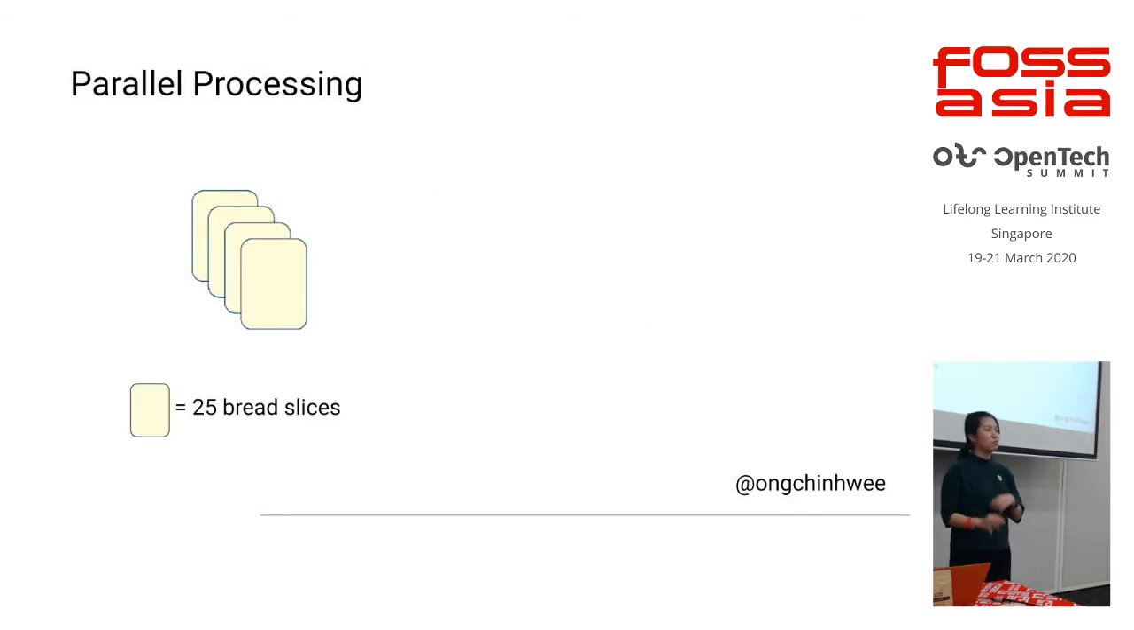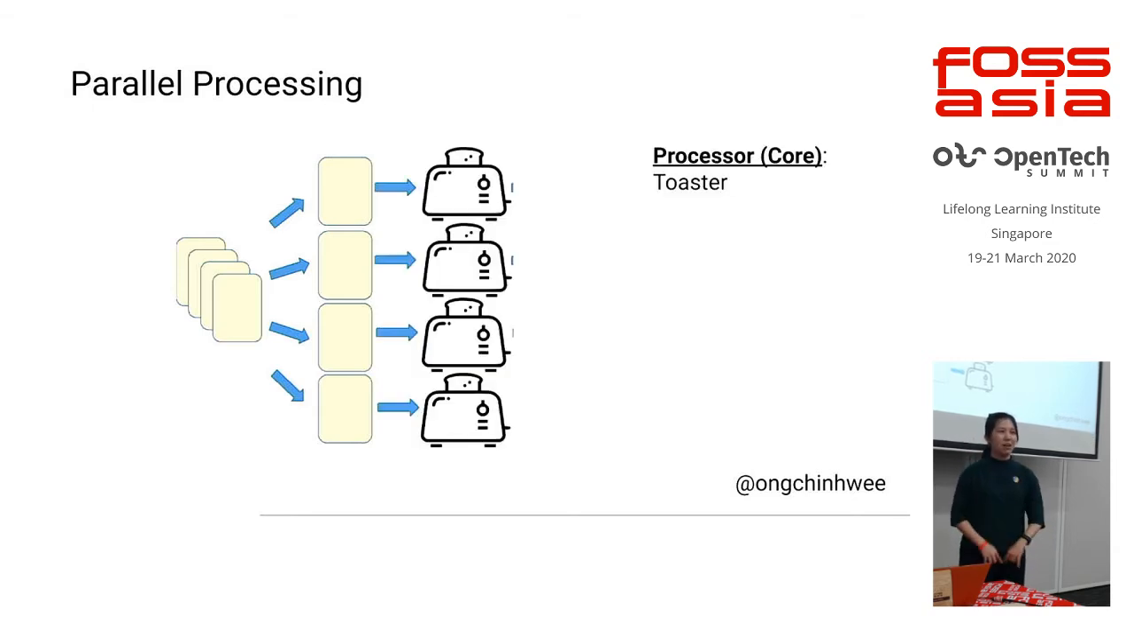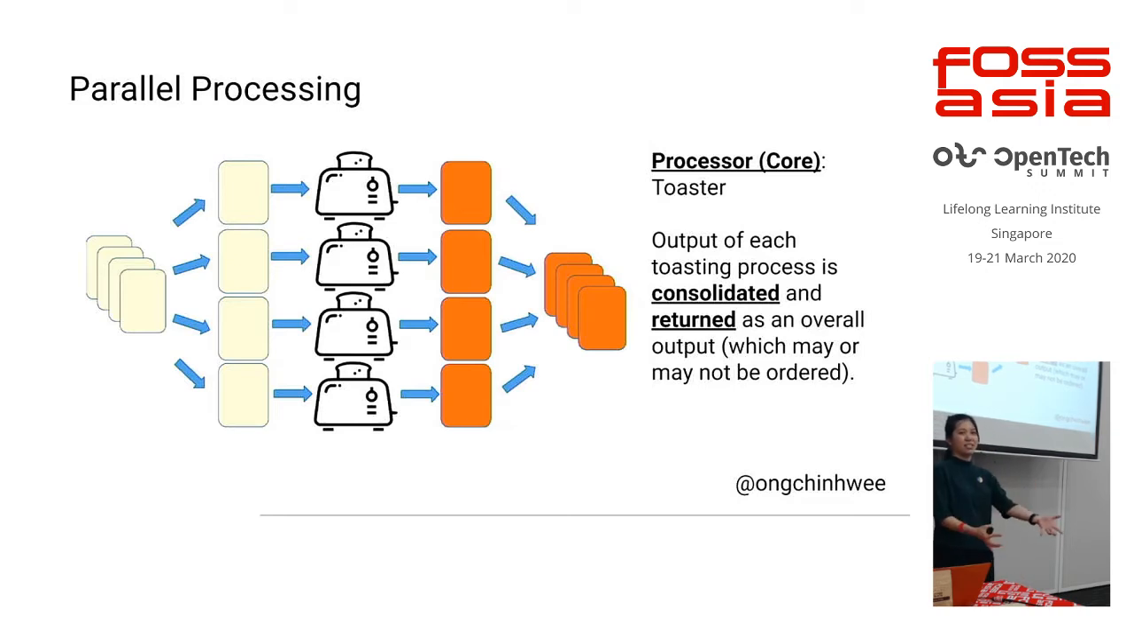But if I do parallel processing, same thing, I have 100 slices of bread. Now I split into 4 batches. One batch, two batch, three batch, four batch. Each batch, 25 toast. I go and buy 4 toasters. And every time I put the bread into the 4 toasters, within 2 minutes, instead of just one toast, now I have 4 toasts. Consider that they are running in parallel and they are independent of each other. Which means that if one toast is a bit overheating, it doesn't affect the other toasters. And then finally, the output of your toasting process is consolidated and returned as an overall output. So yeah, you get your job done. And you don't label your toast, so you don't really care whether it's ordered or not.